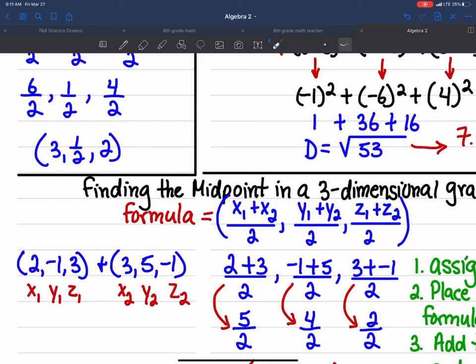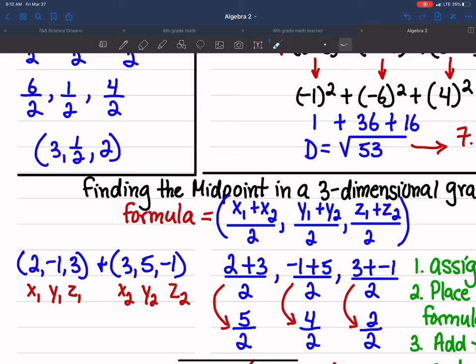So let's try this out. The first one says x1 and x2. So x1, x2, 2 plus 3 over 2. Good. y1, y2. So here's y1, here's y2. So I'm going to have -1 plus 5 over 2. Good. And then the last one is z1 and z2. So I am going to add 3 plus -1 divided by 2.